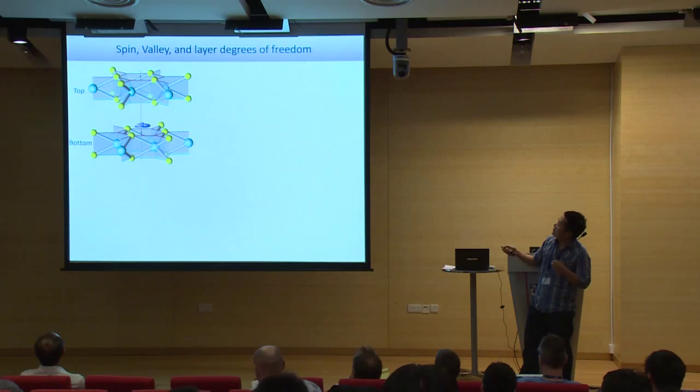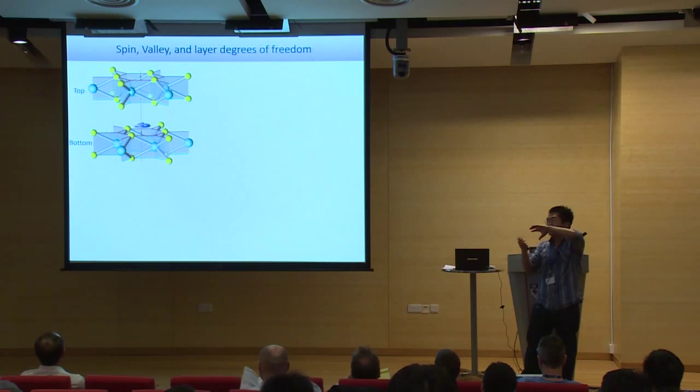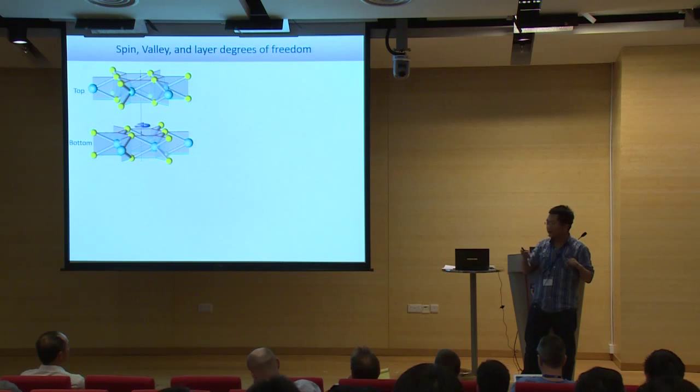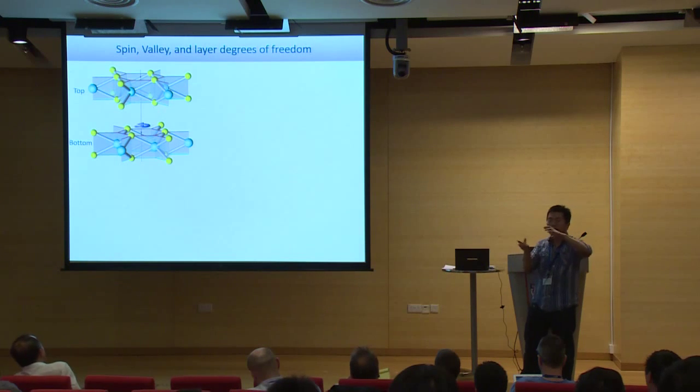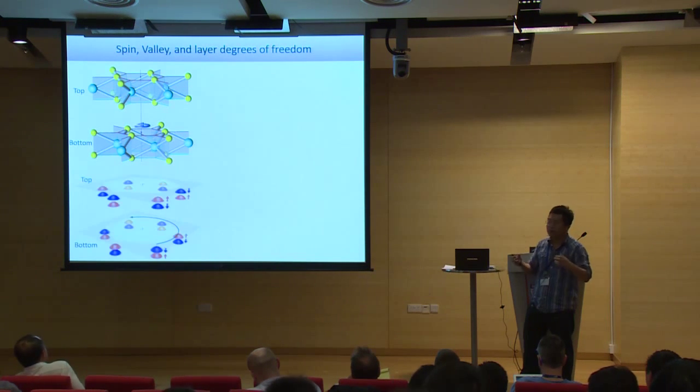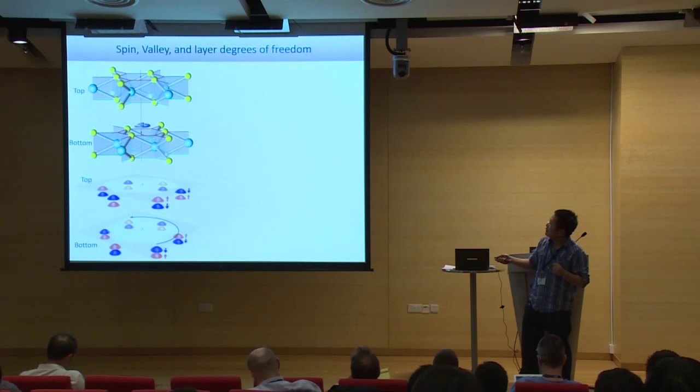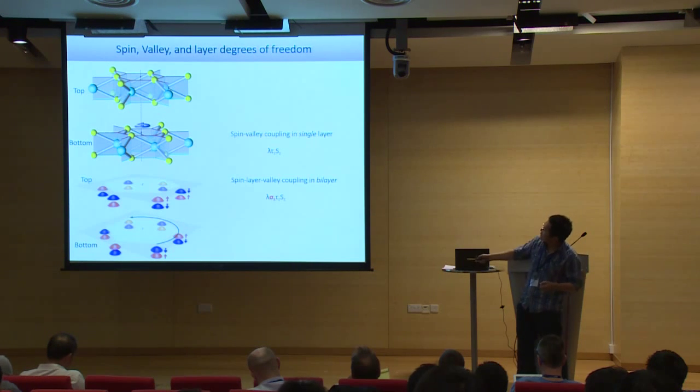So in the bilayer system, when it's AB stacking, it means the bottom plane is a 180 degree rotation of the top plane. When there's a 180 degree rotation in real space, there's also a 180 degree rotation in momentum space. So in this case, the spin valley and the layer pseudo spin actually couple to each other, okay? So let's look at this particular valley, plus K.